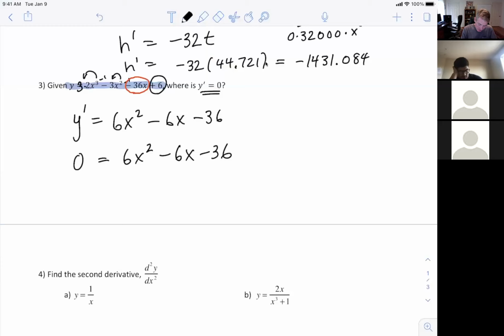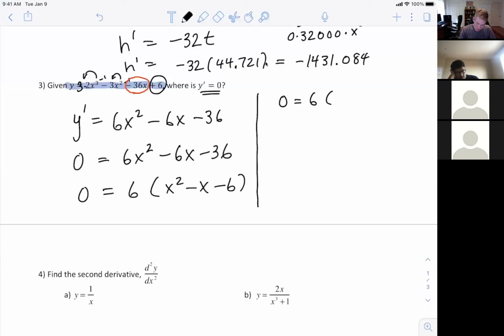Well, for one thing, I could factor out a 6 from all of these. That would leave x squared minus x minus 6. And then I could use the quadratic formula, but I tried to make this one up so that we could factor it. Let's see if it works.